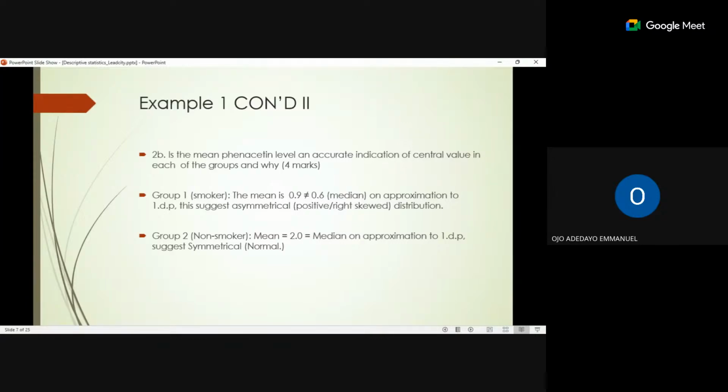How do you check whether data is normal or it is not normal? By the time you see that your mean is equal to your median, that means that data is normal. But if your mean is not equal to your median, that means that your data is not normal. You have to establish that. Immediately you establish that your data is not normal, is it positively skewed or negatively skewed? If it is positively skewed, it means that your mean is greater than your median. But if it is negatively skewed, that means that your mean is less than the median. So let's move on, please.